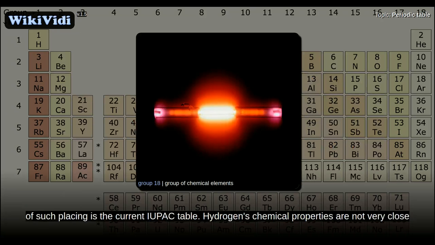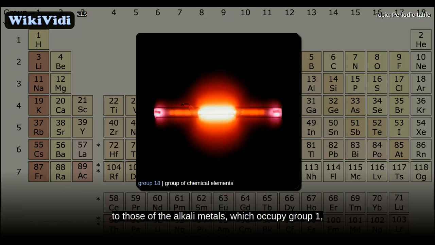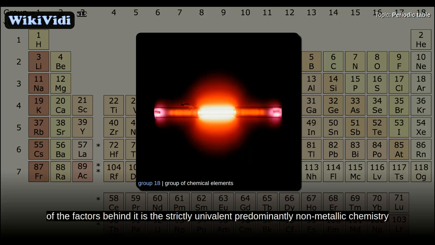Hydrogen's chemical properties are not very close to those of the alkali metals, which occupy group 1. And on that basis hydrogen is sometimes placed elsewhere. One of the most common alternatives is in group 17. One of the factors behind it is the strictly univalent, predominantly non-metallic chemistry of hydrogen, and that of fluorine is strictly univalent and non-metallic. Sometimes, to show how hydrogen has properties both corresponding to those of the alkali metals and the halogens, it may be shown in two columns simultaneously.